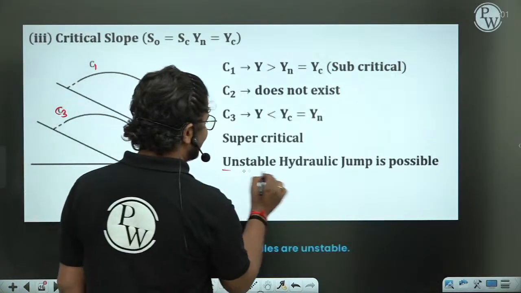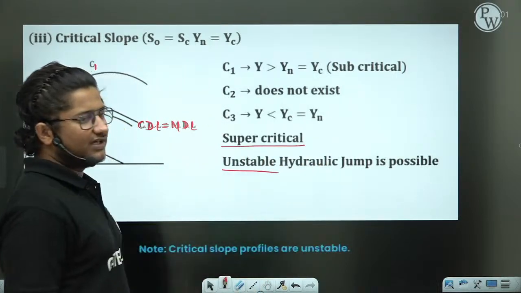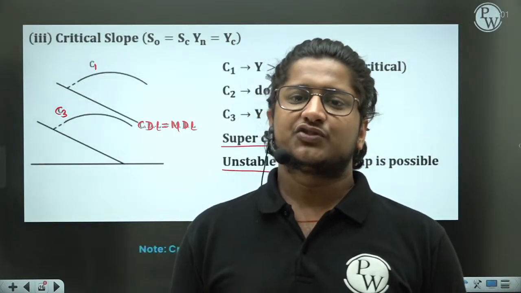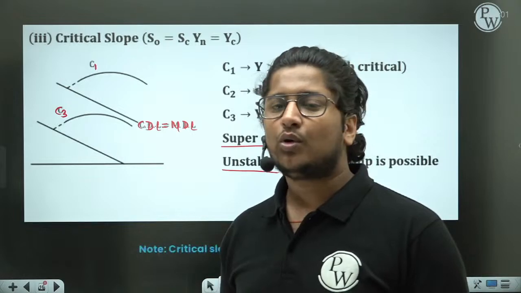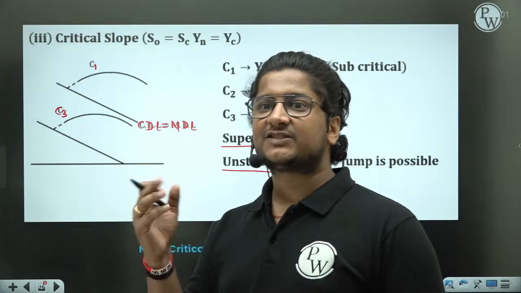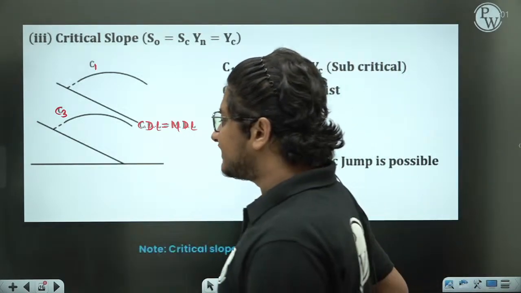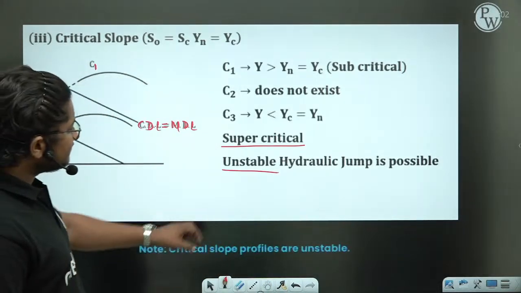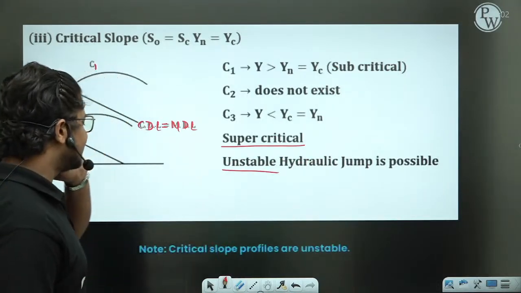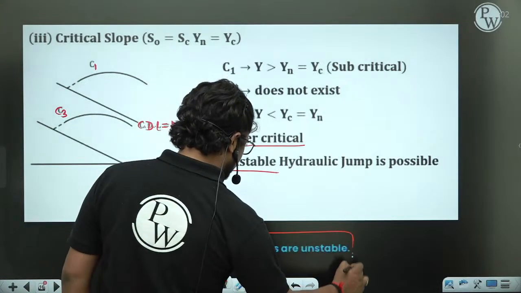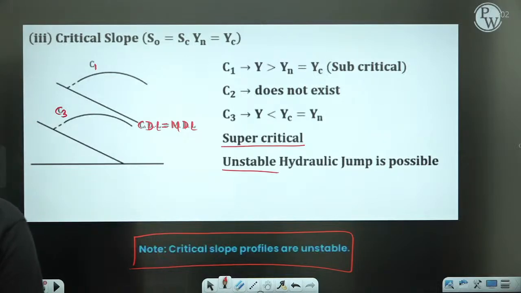Why are we calling it an unstable hydraulic jump even though it's supercritical? Because you know that critical slope itself is a hypothetical condition. Have you seen a critical slope till now? No. Only in a book you have heard that this is the critical slope, or you can only experience it with theory. Critical slope is basically a very unstable parameter, I will say. So here the hydraulic jump will also be very unstable. Note that critical slope profiles are unstable. All the critical slope profiles are actually unstable in nature.